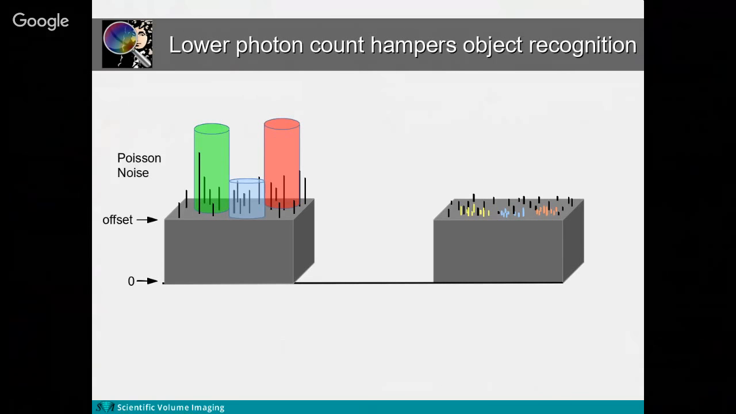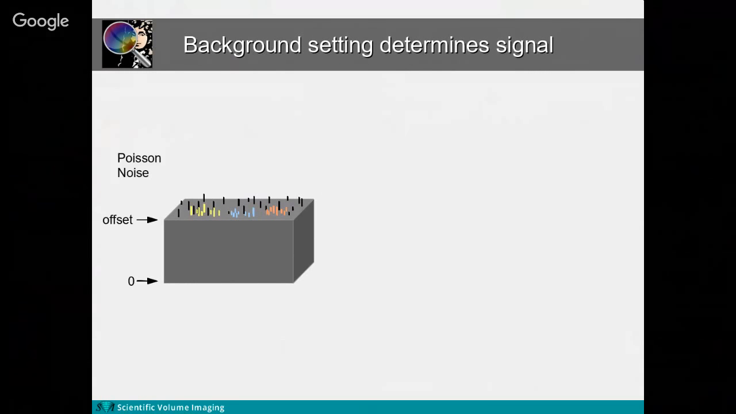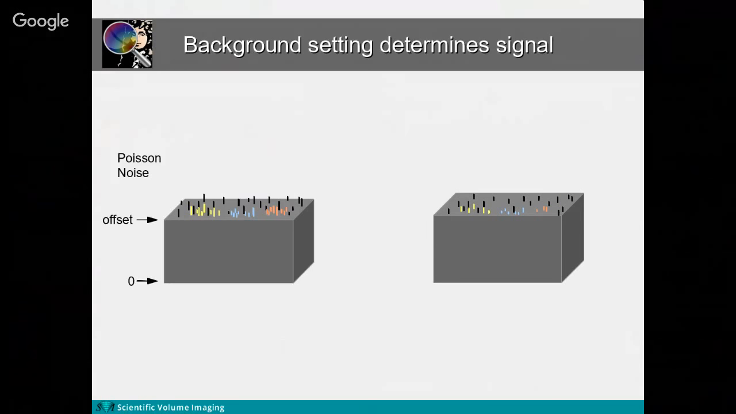This also means that with very low photon counts, the contribution of noise to the image buildup becomes significant and will hamper object recognition in the raw data. So luckily, with the help of advanced deconvolution algorithms and the point spread function, we can better distinguish real signal from noise. Key to this is determining the correct background setting. So if this is too high, we will remove noise, but we will also remove signal, and that will hamper the recognition of the real data.